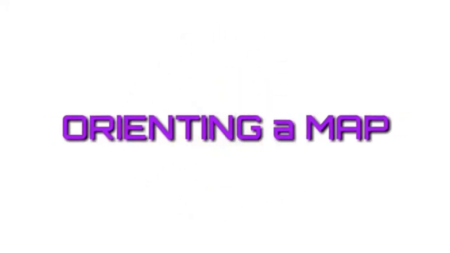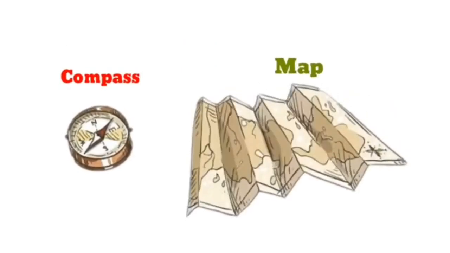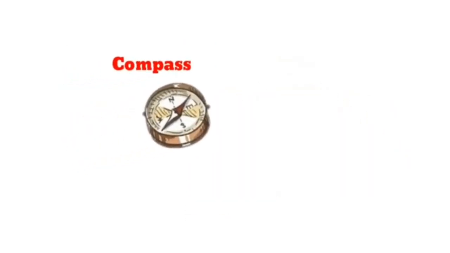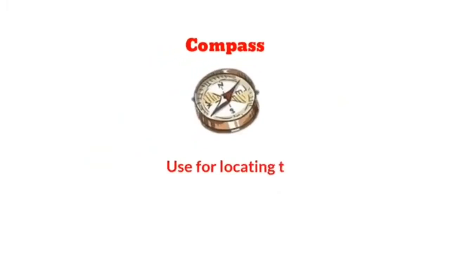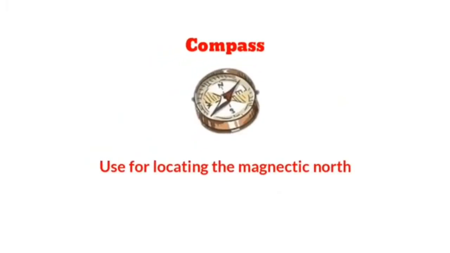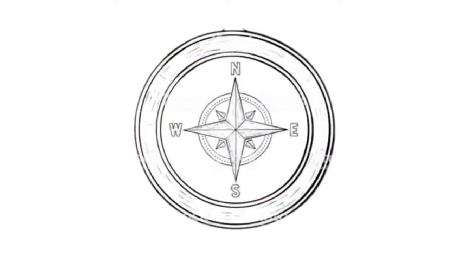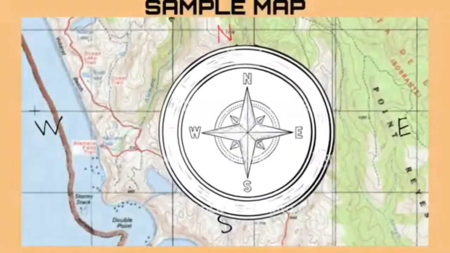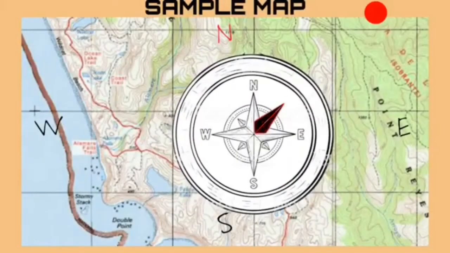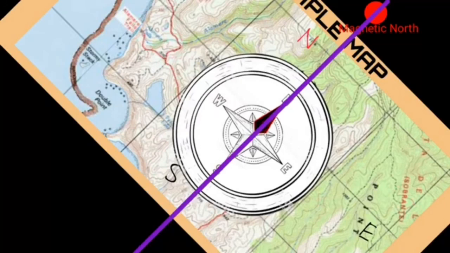The last thing to remember in using a map is to orient the map. So what should we do? First, we should have a compass and a map. The compass we will use for locating magnetic north. When using a compass, all we have to do is place it on the map, then follow the red arrow of the compass by rotating the map until the grid line and the compass arrow align and match, then you are on the right spot.